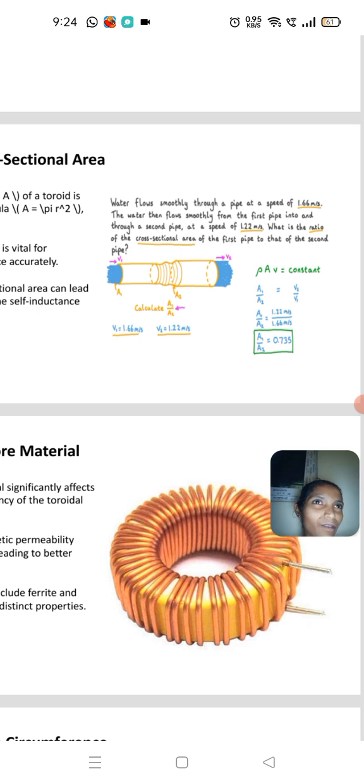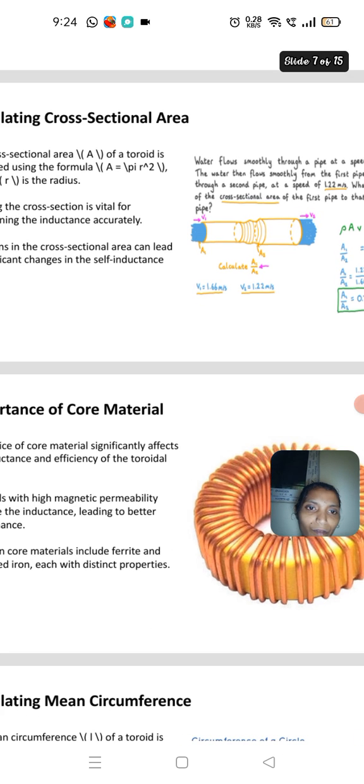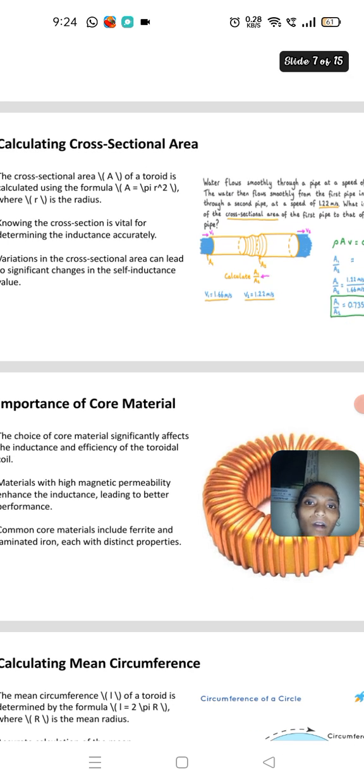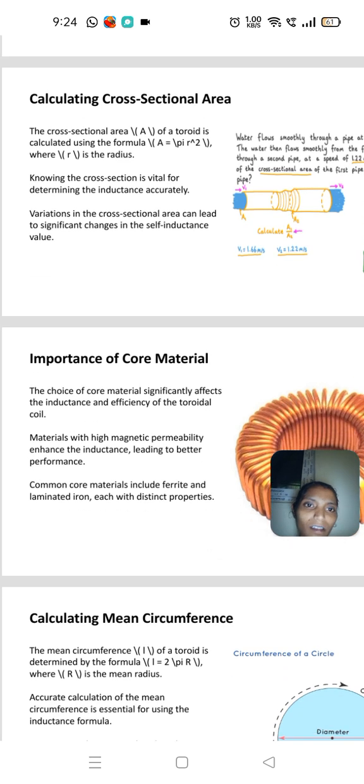So a1 by a2 equals v2 by v1. We know the value of v1, so the v1 value is 1.66 meters. So we have a1 by a2 equals 1.22 meters by 1.66 meters. So a1 by a2 equals 0.735. This is the value of the calculated cross-sectional area.